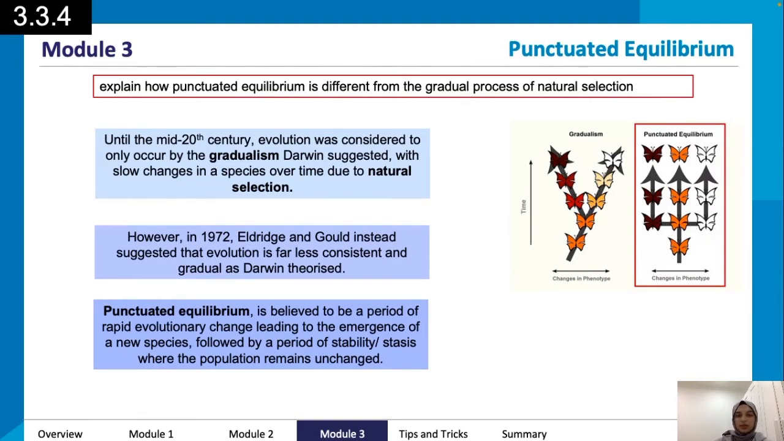However, in 1972, Eldredge and Gould instead suggested that evolution is far less consistent and gradual than Darwin theorized. Punctuated equilibrium is believed to be a period of rapid evolutionary change, leading to the emergence of a new species, followed by a period of stability and stasis where the population remains unchanged. So gradualism, we can see here, whereas punctuated equilibrium has the changes, and then for a long time they're stable, they stay as they are and are not changed. So just understanding the difference between gradualism versus punctuated equilibrium.